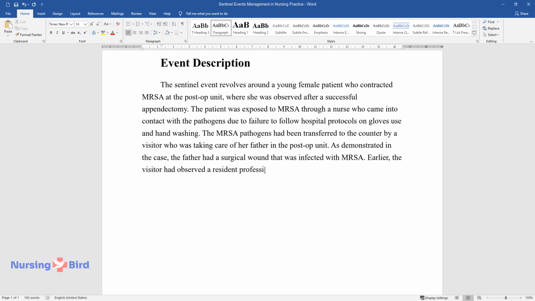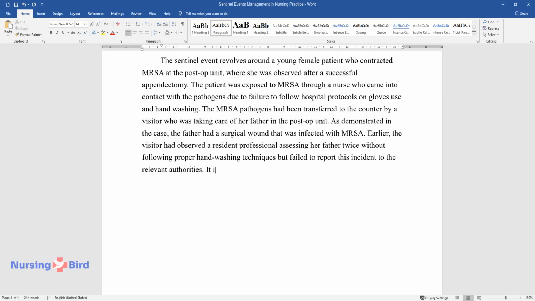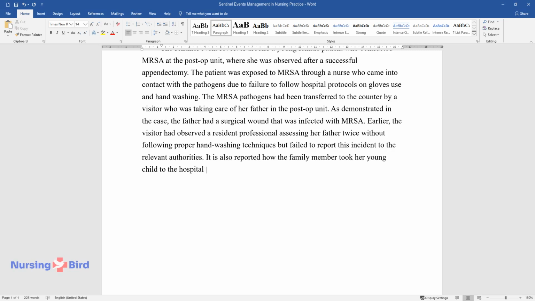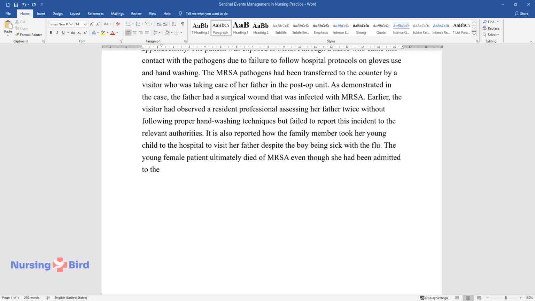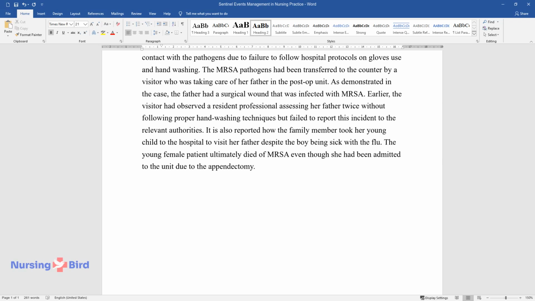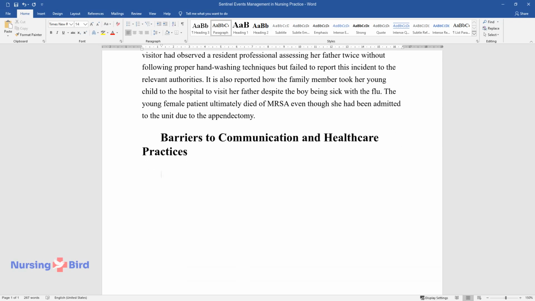Earlier, the visitor had observed a resident professional assessing her father twice without following proper hand-washing techniques but failed to report this incident to the relevant authorities. It is also reported how the family member took her young child to the hospital to visit her father despite the boy being sick with the flu. The young female patient ultimately died of MRSA even though she had been admitted to the unit due to the appendectomy.